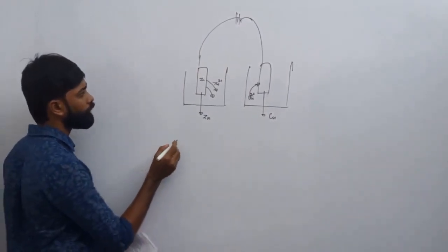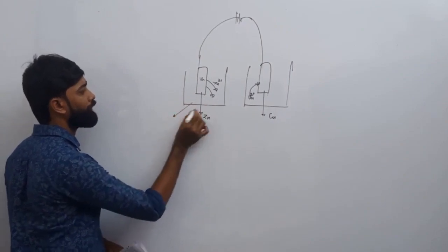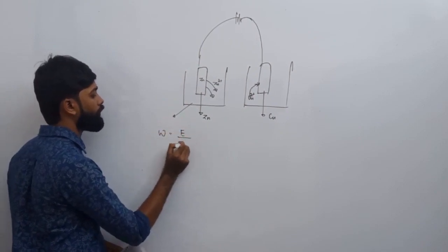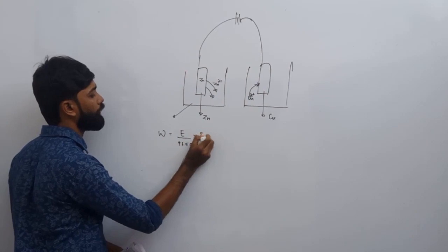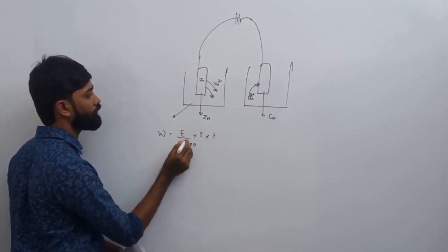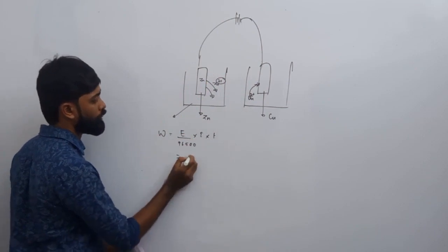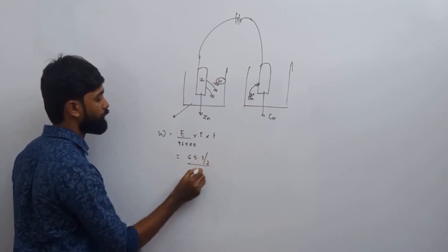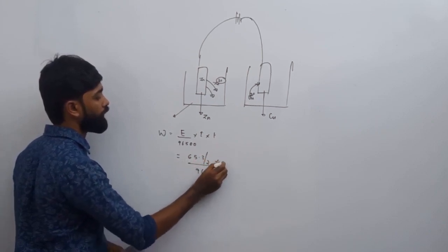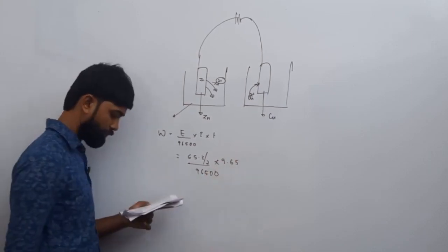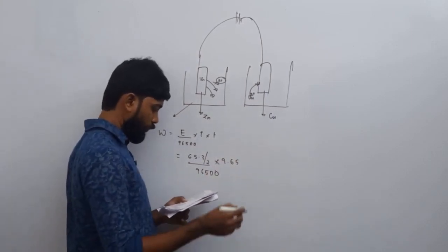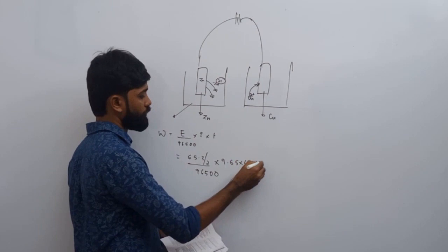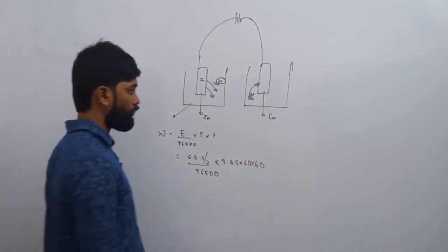Anyway, first of all, we can find the weight deposited here. Weight is equal to equivalent mass divided by 96500, into current, into time. The n factor of zinc is 2. The mass of zinc is 65.3, divided by 2 is the equivalent mass, divided by 96500, into the current, which is 9.65 amps. And that is for 1 hour, so 60 into 60 seconds. By solving this, we obtain a value.